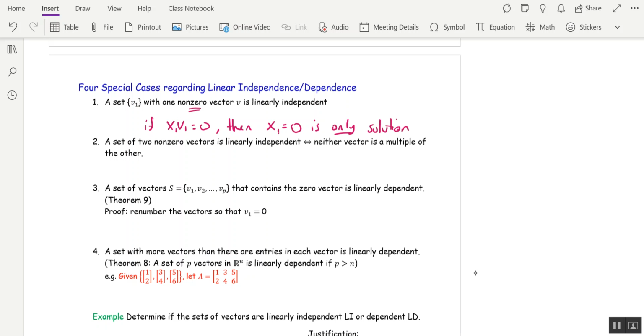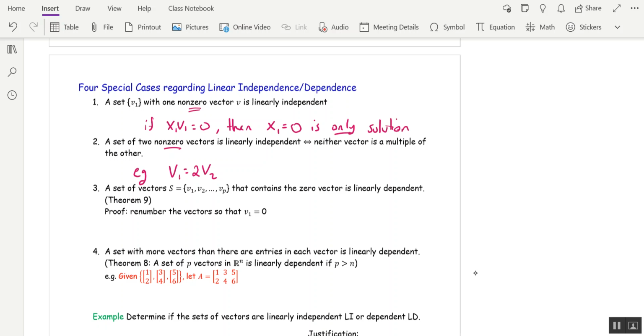A set of 2 vectors is linearly independent if and only if one is not a multiple of the other, for 2 non-zero vectors. And this only works for 2. You can't do it for 3. So suppose we have 2 vectors, v1 and v2, and suppose v1 is twice v2, so it's a multiple of v2. Here's why this set would be dependent.